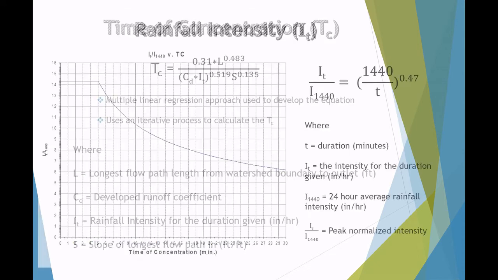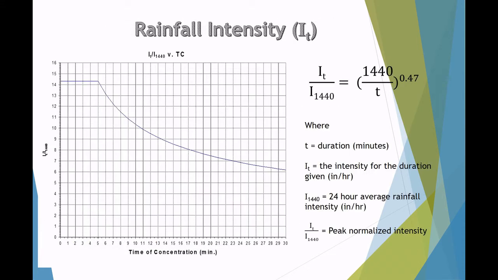So let's take a look at the first parameter in the TC equation, rainfall intensity IT. A normalized intensity equation was developed to calculate this rainfall intensity IT. The equation was developed based on a discovery through a study of rain gauge data. The study discovered a normalized relationship for all rainfall intensities within the county. And in the intensity equation, the T here is equal to duration, and I1440 is the 24-hour average rainfall intensity.